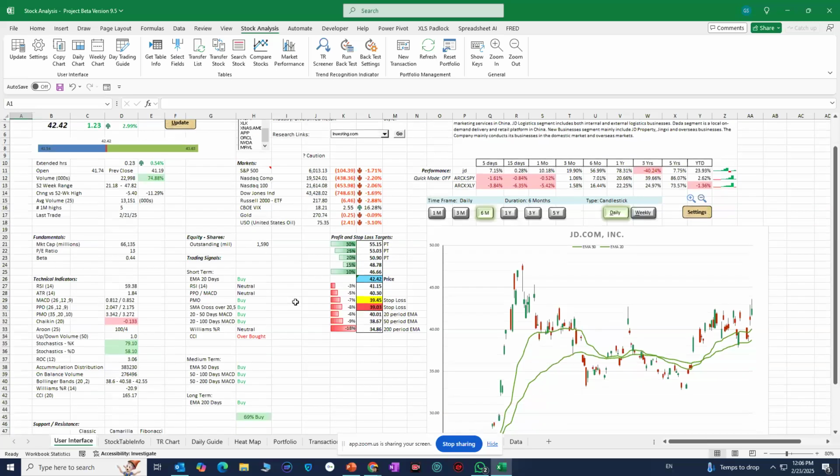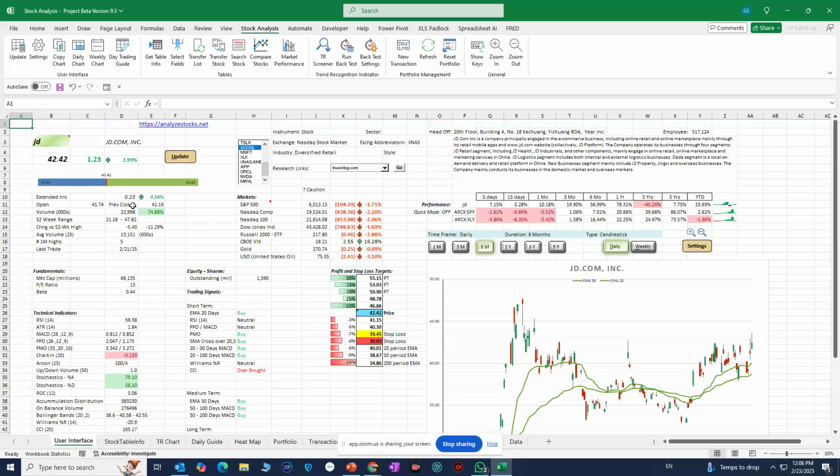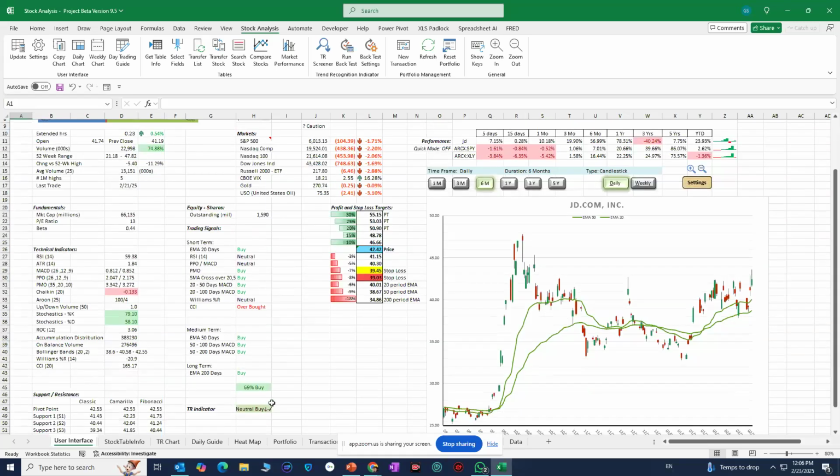If you just scroll below, there we have our TR indicator. For example, this is JD.com, and the TR indicator here is known as the trend recognition indicator. It's based on our own proprietary formula, which was originally developed for futures markets, but now has been changed and developed for Excel and this particular software.